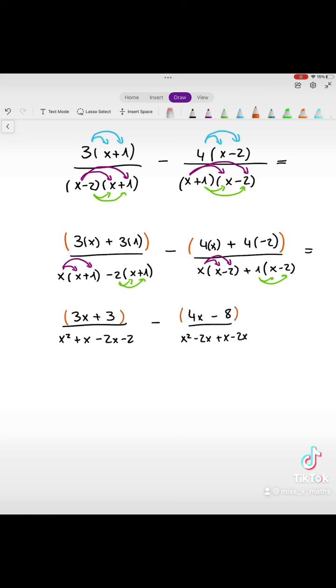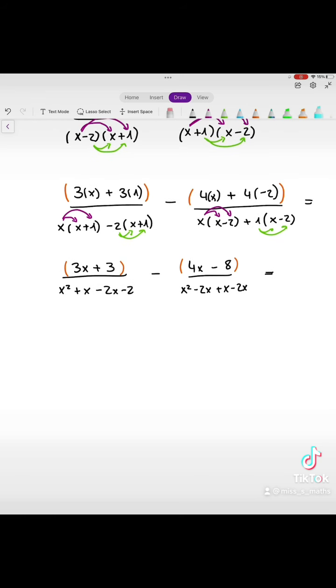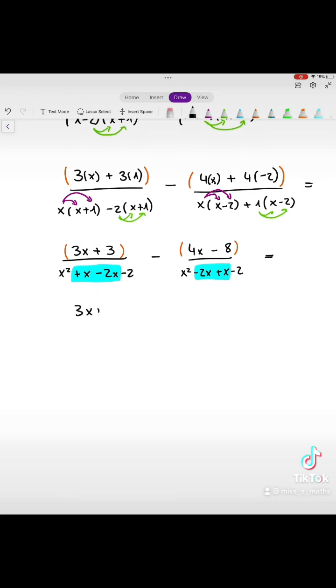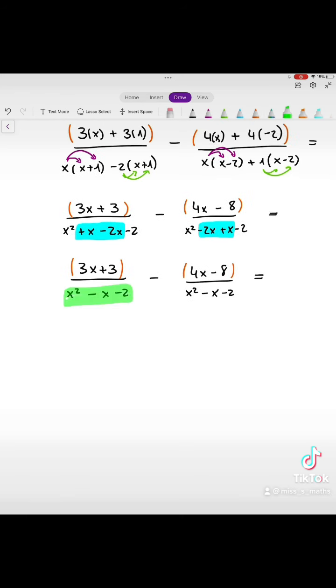So in total we get as our new denominator x squared plus x minus 2x minus 2. On the other side, in the second fraction, it looks a little bit different, but it's basically the same thing, just flipped around. So once we add our like terms together, we see that our new common denominator is x squared minus x minus 2.